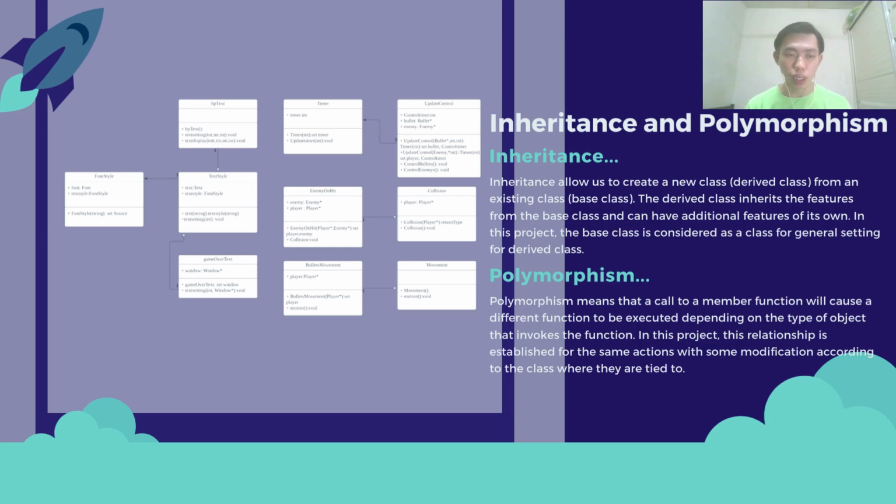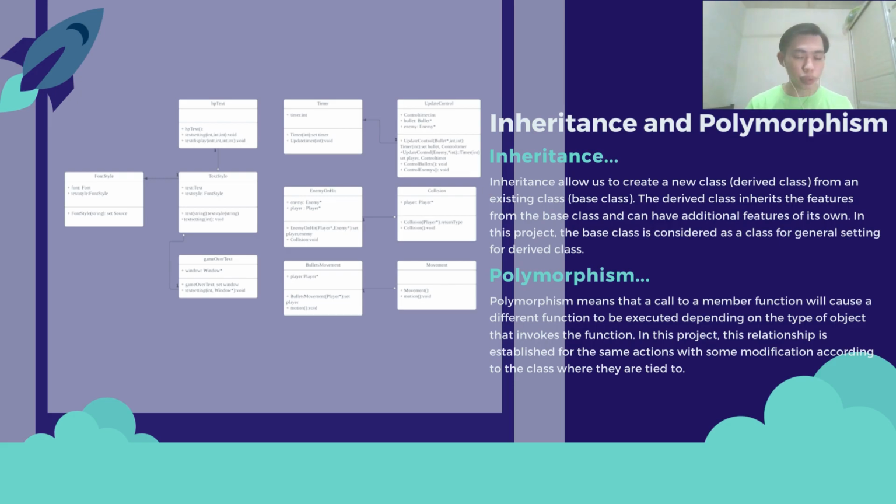Looking at the diagram on the left side, we could see that there are two types of arrow. One arrow is in white color and another one is in black color. The black color is for inheritance and the white color is for polymorphism. Then I will take one example from each relationship to explain how the relationship is established.